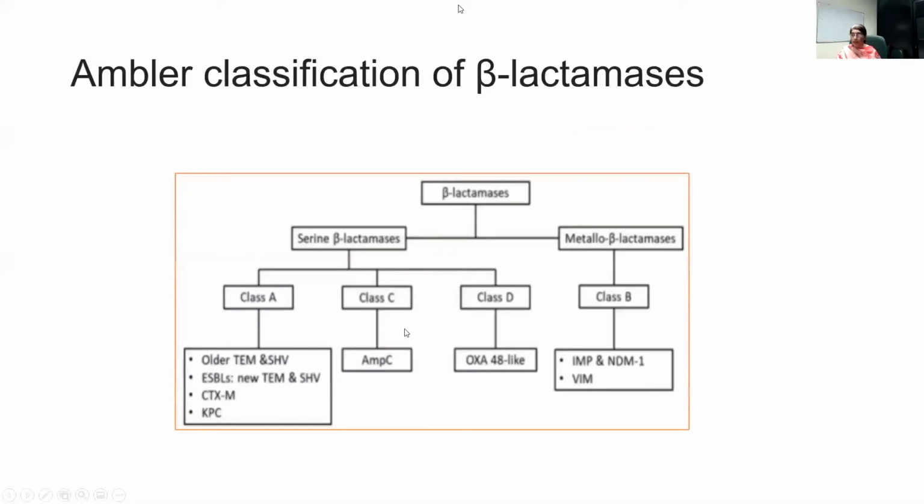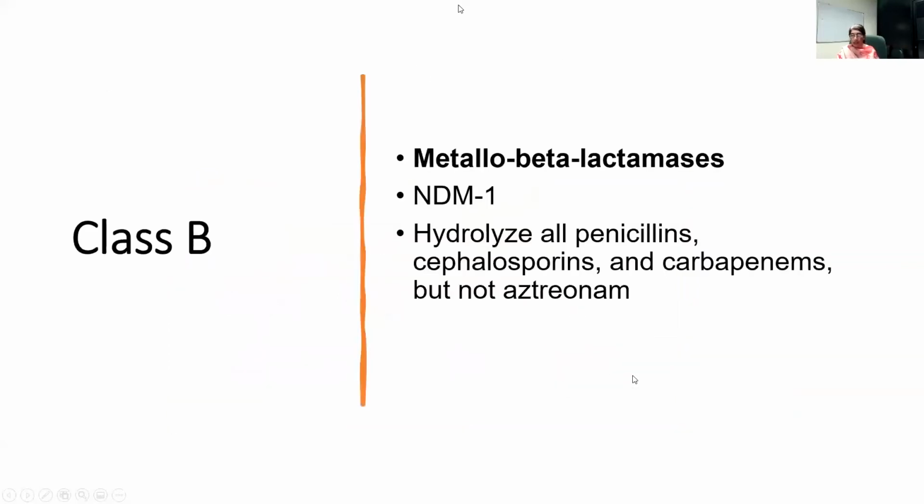This is the Ambler classification of beta-lactamases, which divides them into serine beta-lactamases and the metallo-beta-lactamases. These are further classified as class A, C, D. Metallo-beta-lactamases are class B beta-lactamases, and this includes the NDM, the New Delhi metallo-beta-lactamases. So we'll start with these class B beta-lactamases, because these are more prevalent in our part of the world and hence more relevant to us.